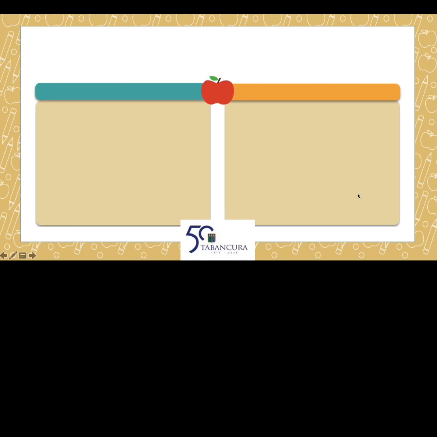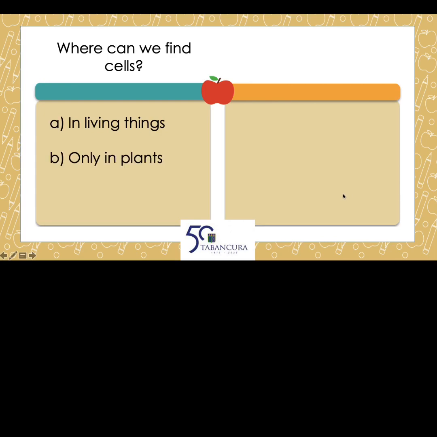Okay, I'm going to show you 3 questions. Number 1. Where can we find cells? Letter A, in living things. Letter B, only in plants. Letter C, everywhere. Ready? Yes! The correct answer is letter A, in living things.